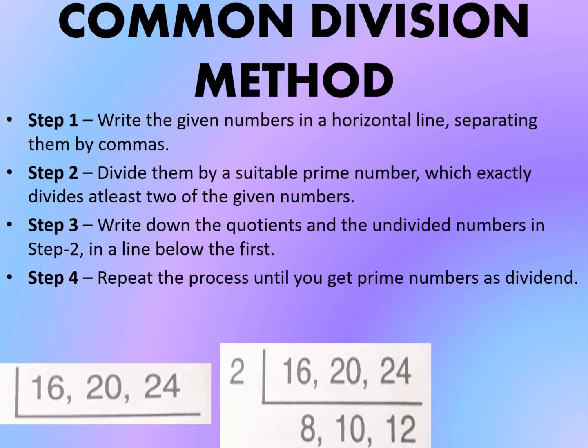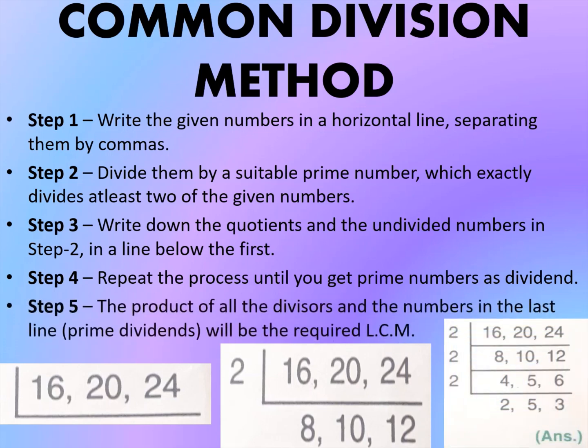Step 4. Repeat the process until you get prime number as dividend. Step 5. The product of all the divisor and the numbers in the last line or prime dividends will be the required LCM as shown in the picture below.